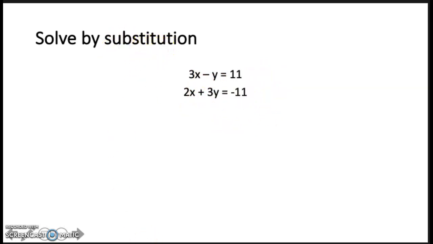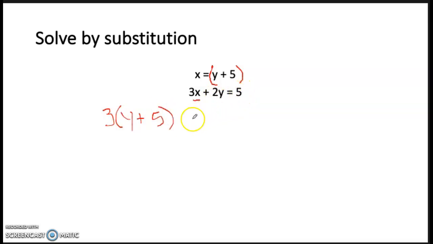Substitution means we take one equation, like this one, x equals y plus 5, and we can take everything that x is equal to and substitute it into the other equation for x. So then you would have 3 times everything that x is, which is y plus 5. And then I would write the rest of that second equation, plus 2y equals 5. Now I have one equation with one variable, and I can solve.